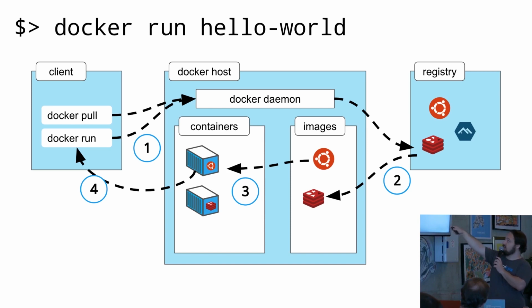So when the Docker daemon runs an image, it creates a container. That's how a running image is called, a container, right? And that container is isolated in several ways, right?